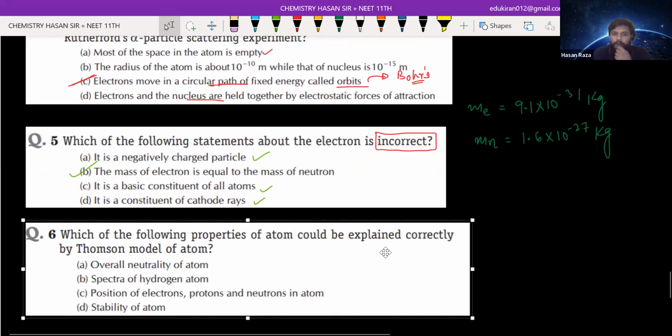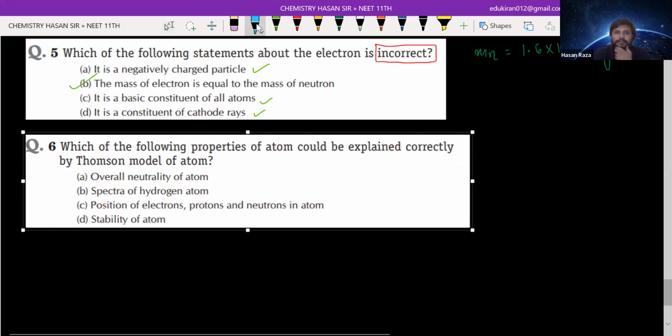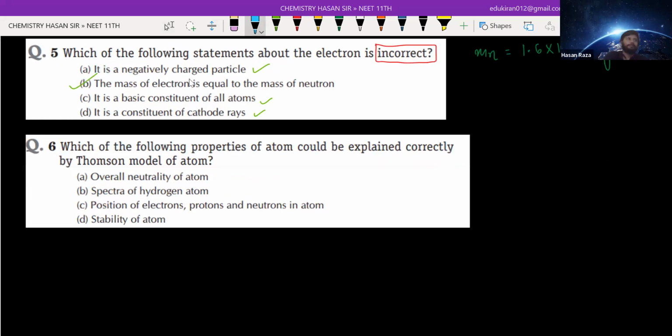Which of the following properties of atom could be explained correctly by Thomson model of an atom? Very good, Khudaja.